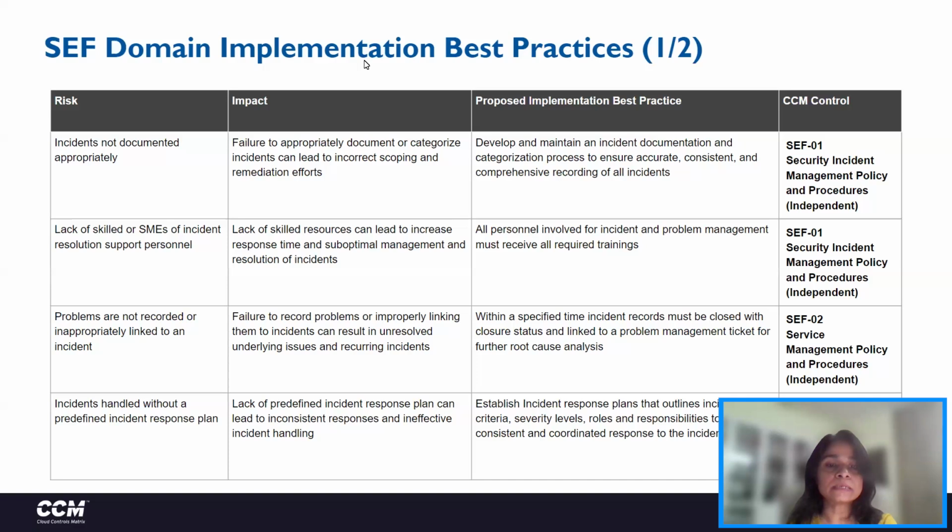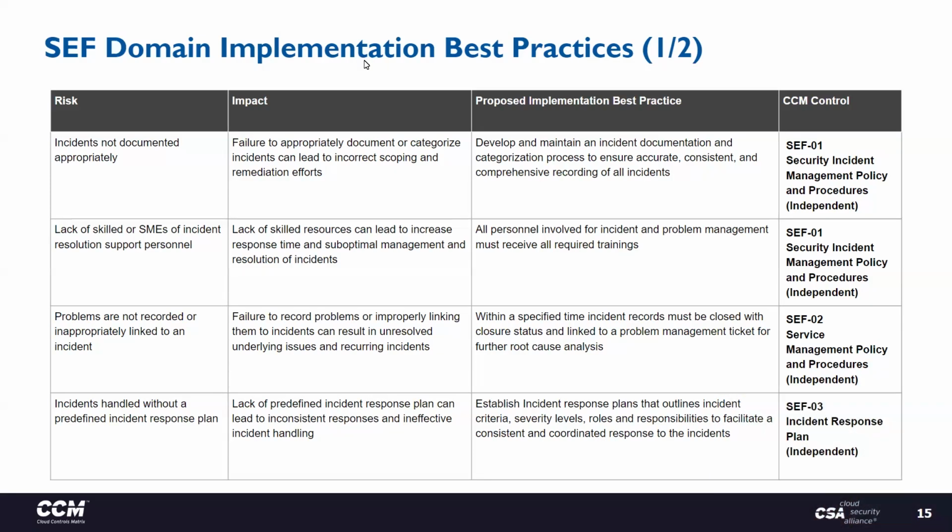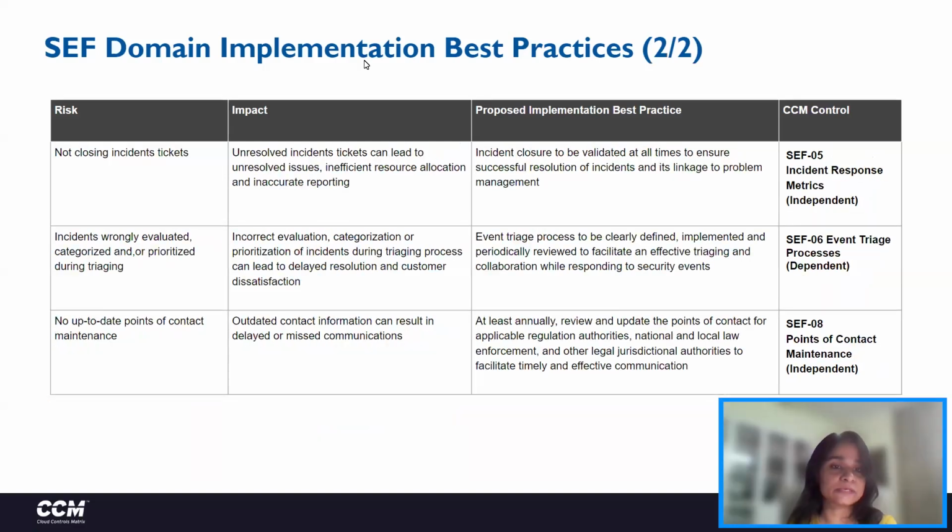The next one: often we have seen incidents handled without a predefined IRP. The impact is that this will lead to inconsistent responses and ineffective incident handling. How to mitigate this? You have to establish your IRP that outlines the incident criteria, the severity levels, the roles and responsibilities. I have called out a few, but there are more which you can refer to in SEF 03.